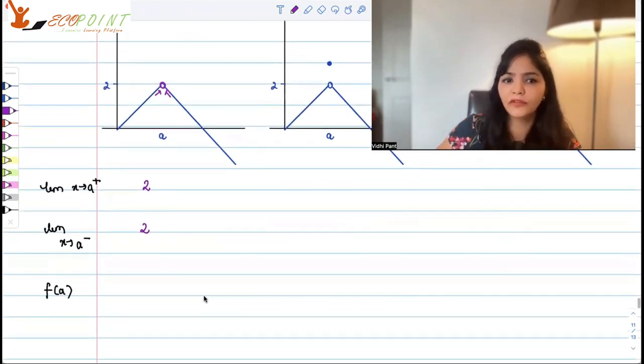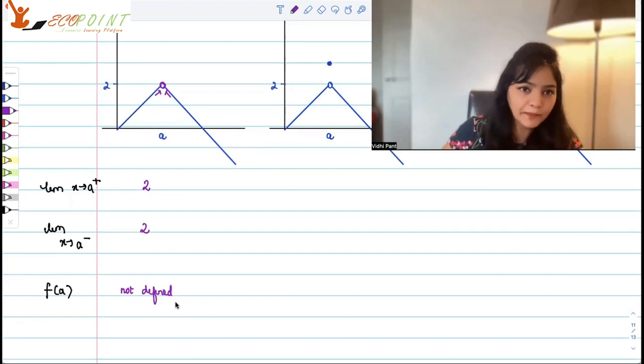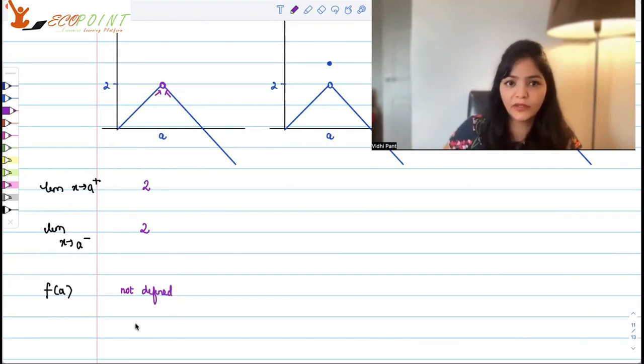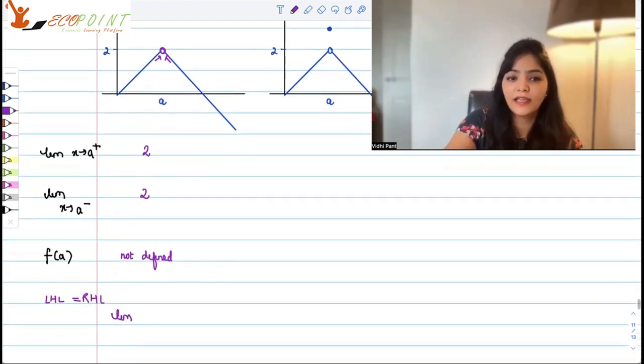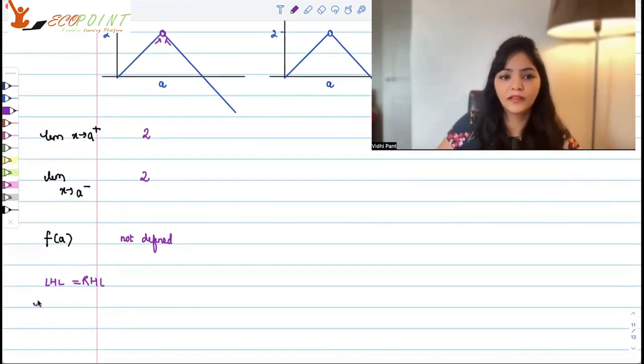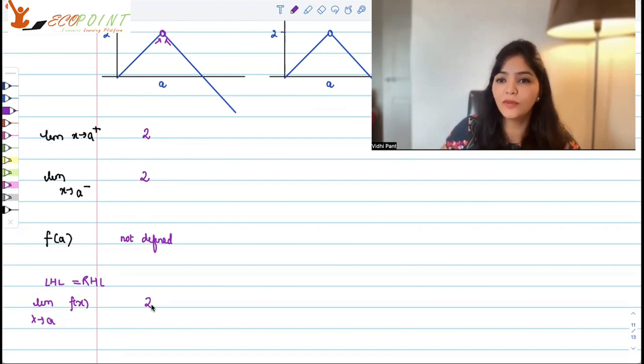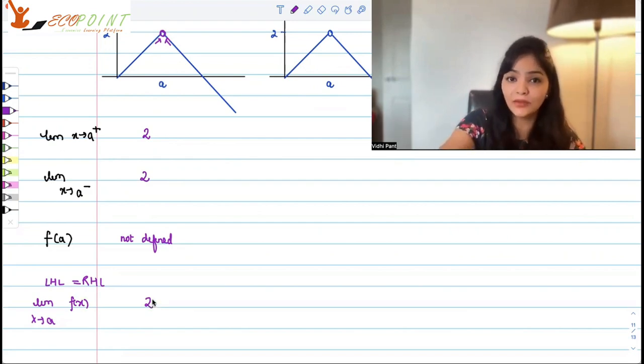The value of the function at a is not defined. In this case, it has not been provided. So it is not defined for this function. Whatever the functional form might be, we are not able to write down what is f of a, right? Can you notice something? Your LHL is equal to RHL. So you would say that the limit as x tends to a of f(x) is also equal to 2. It exists and it is equal to 2.